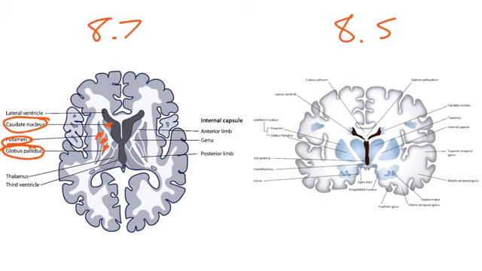And on the right, we have the caudate nucleus right here. And we have the putamen right here. And then we have the globus pallidus externus and internus.